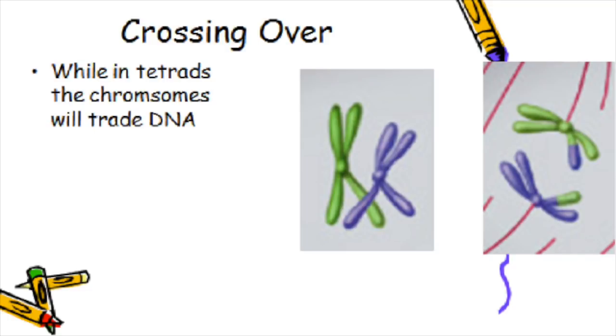Go ahead and flip your notes over, and in little Roman numeral 3, it says crossing over between homologous chromosomes occurs during this phase, prophase 1. What does this mean? So go ahead and write this down. While in tetrads, the chromosomes will trade DNA. Now you know what crossing over means, and we're going to talk about its importance and what homologous chromosomes are in just a second.